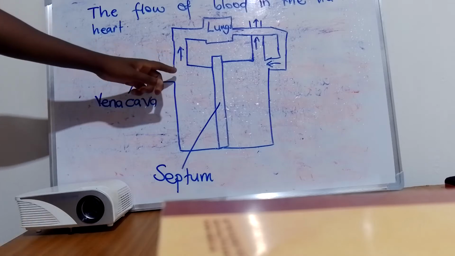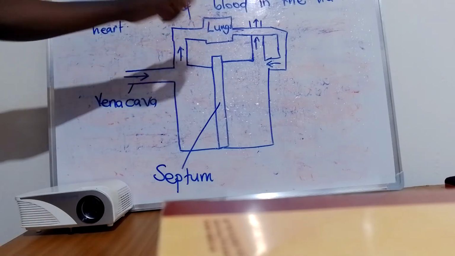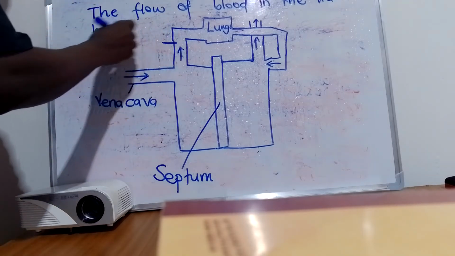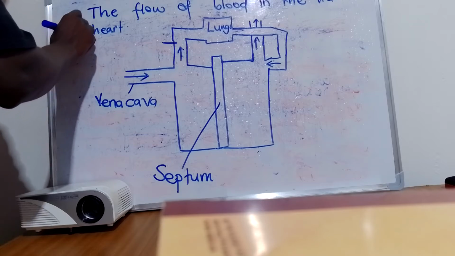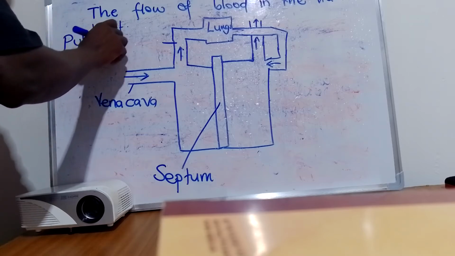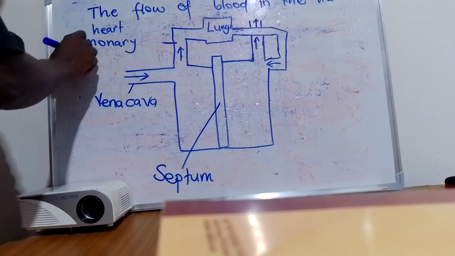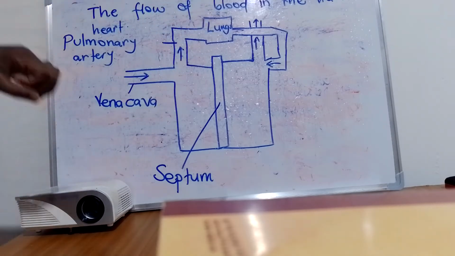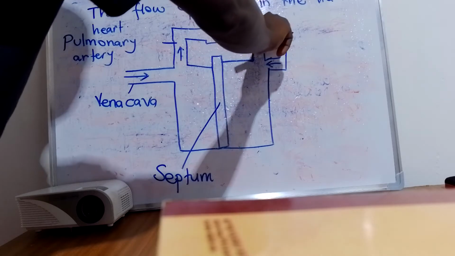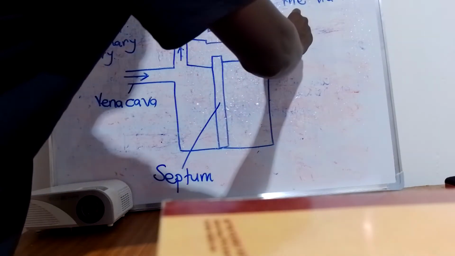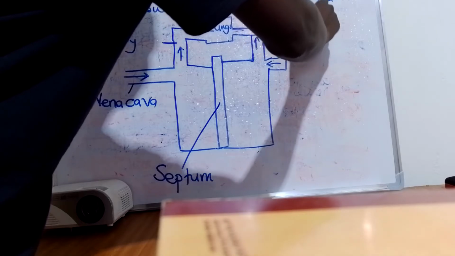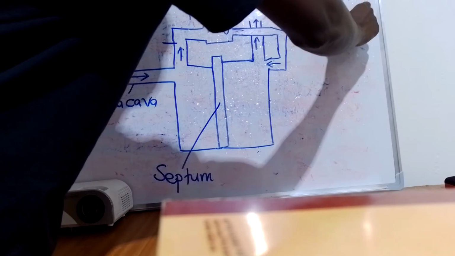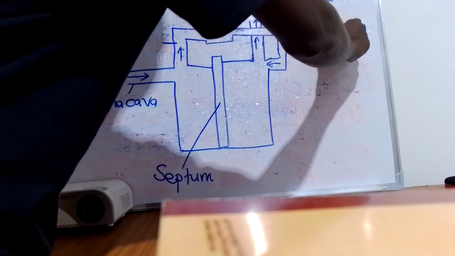After this blood has entered into the heart, it goes into lungs. We shall have a reason as to why it goes into lungs. Through what we call pulmonary artery. Good. Reaches the lungs, and from the lungs it continues back to the heart through pulmonary vein. Great.